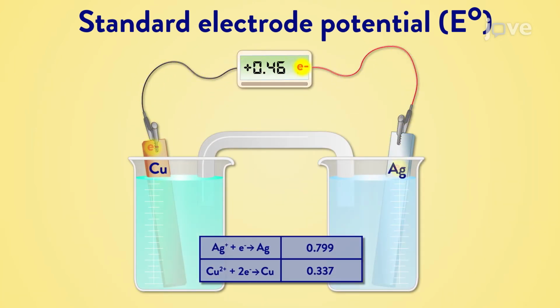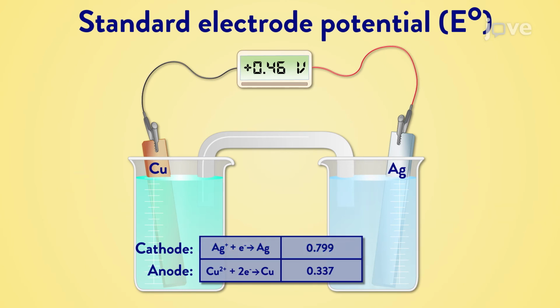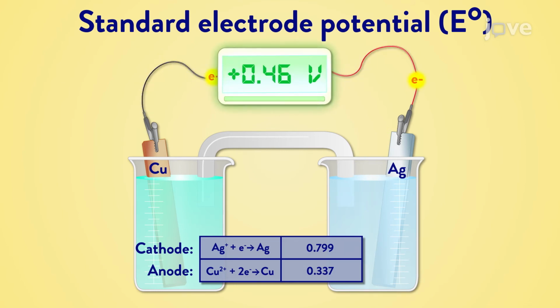Electrons always flow from the metal with the lower standard potential to the metal with the greater standard potential. In a galvanic cell, electrons flow from the anode to the cathode. Thus, the anode is the metal with the lower standard potential, and the cathode is the metal with the higher standard potential. As the electrons travel between the two electrodes, an electric potential is measured.